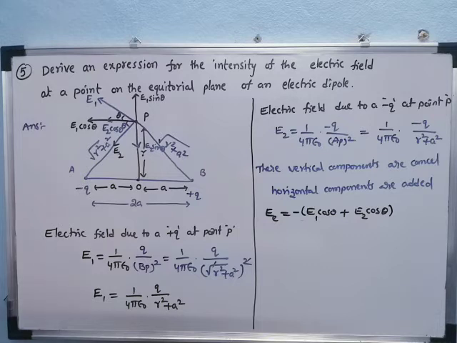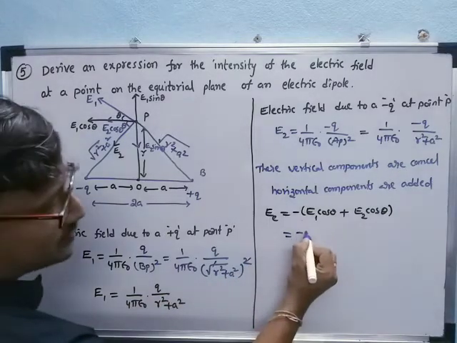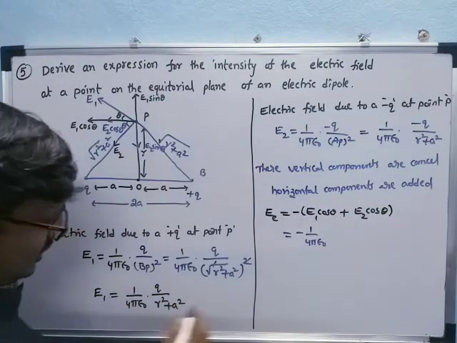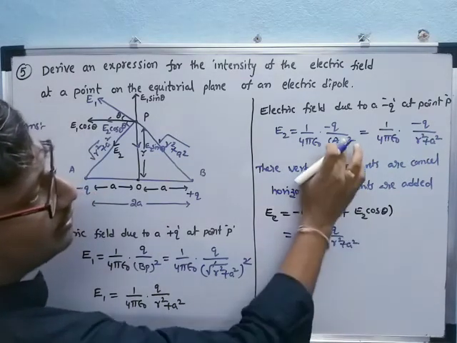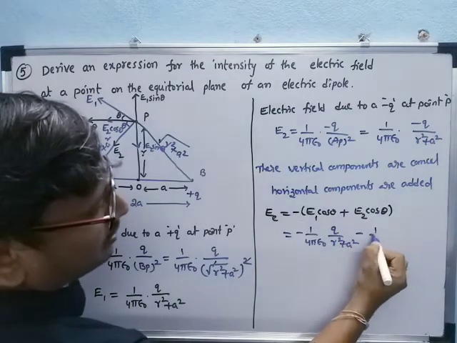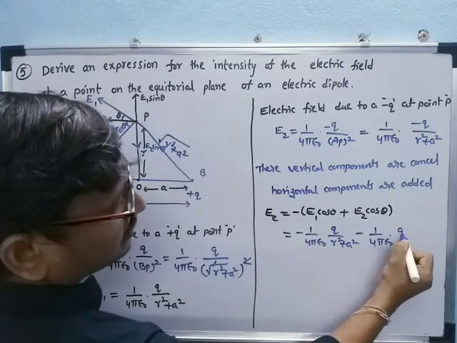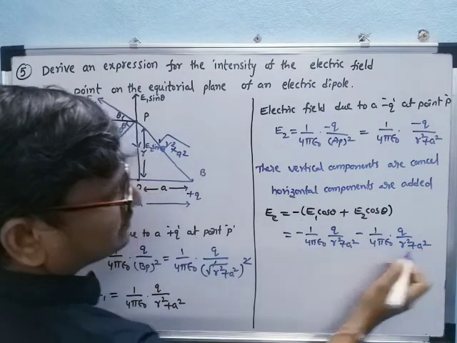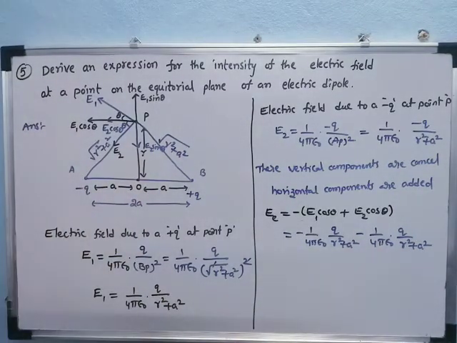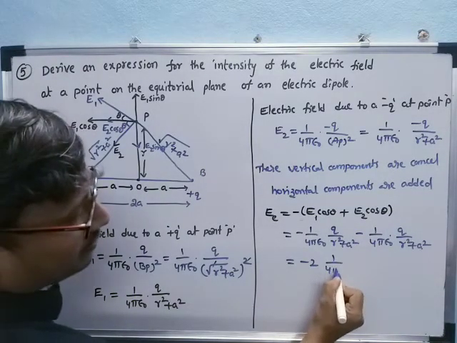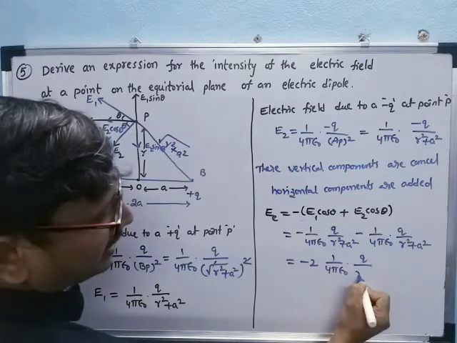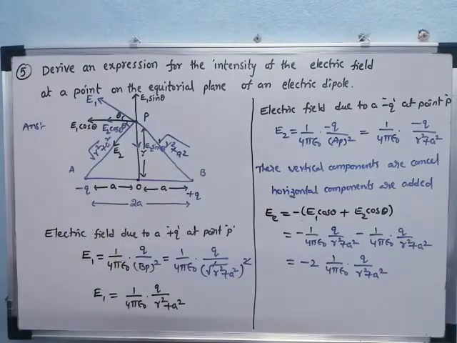Now write the value for E1. E1 is equal to 1 by 4 pi epsilon naught q by (r square plus a square). Now E2 is also along the negative direction, so minus 1 by 4 pi epsilon naught q by (r square plus a square). Minus 1 minus 1 is minus 2. So we can write minus 2 into 1 by 4 pi epsilon naught q by (r square plus a square), with the cos theta.